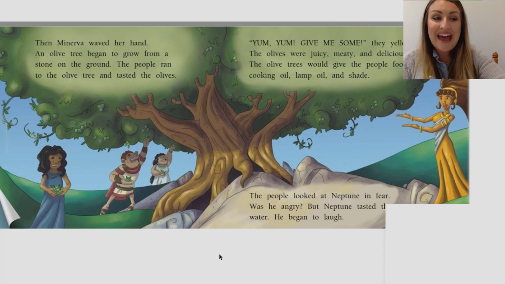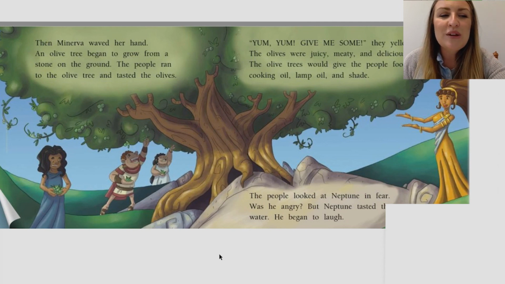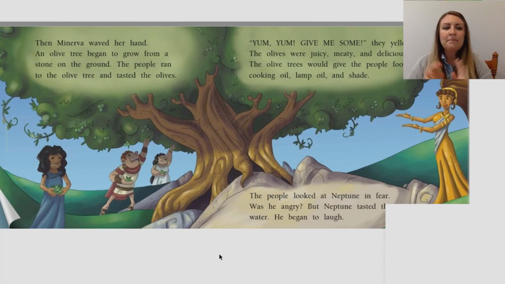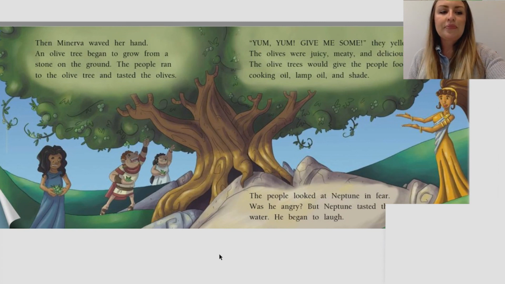He began to laugh. Boys and girls, what was Minerva's gift? Yes, it was an olive tree. And how did they feel about her gift? Absolutely, they loved it. We learned some detail about how the people could use the olives. Stand up, and I'm going to say some phrases. If people can use olives for that purpose, I want you to raise the roof again. But if people cannot use olives for that purpose, I want you to show me an X with your arms like this. Okay, let's get started.